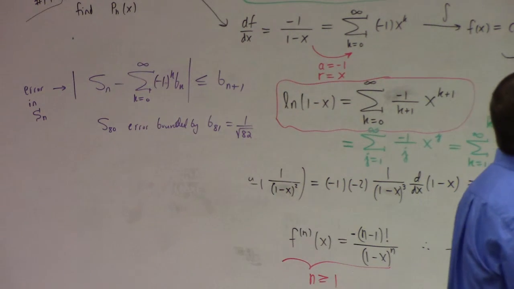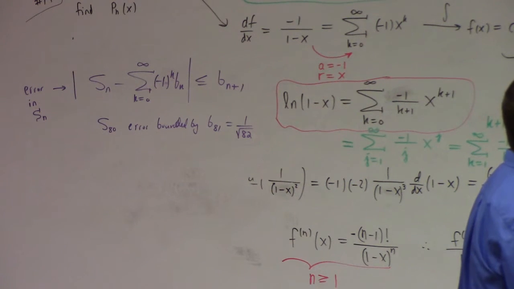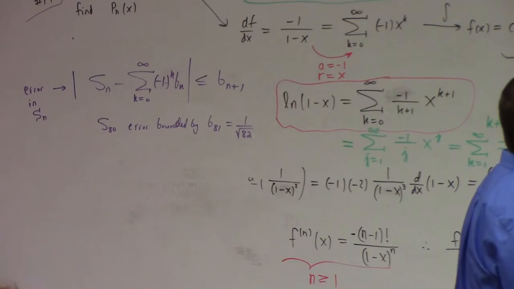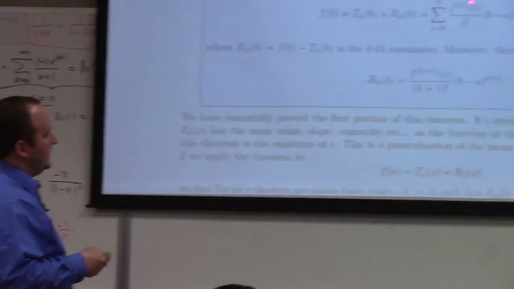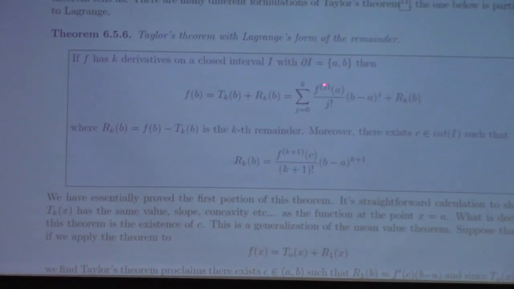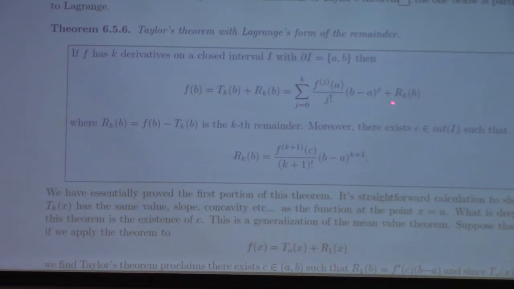So this kth Taylor polynomial is the sum j equals 0 to k of this. And so we're centering the Taylor polynomial at a, and then this remainder term at b, where R_k(b) is this, that's the kth remainder.